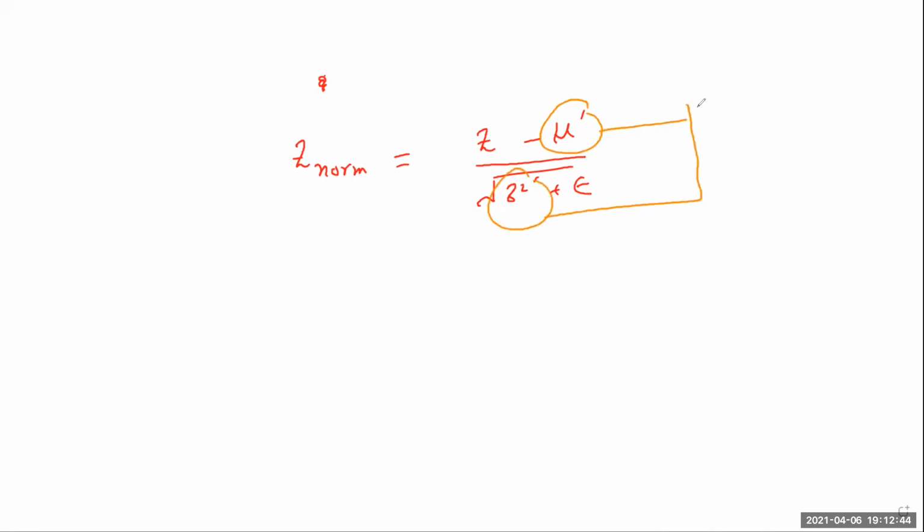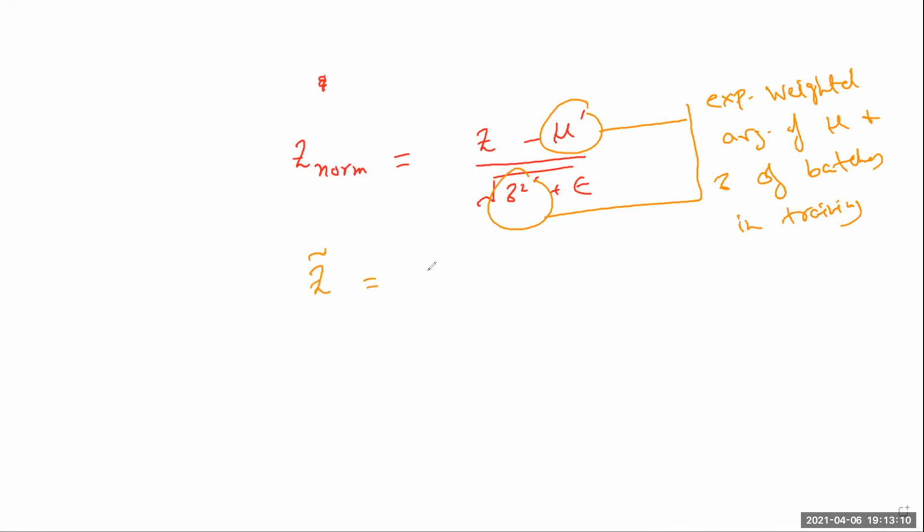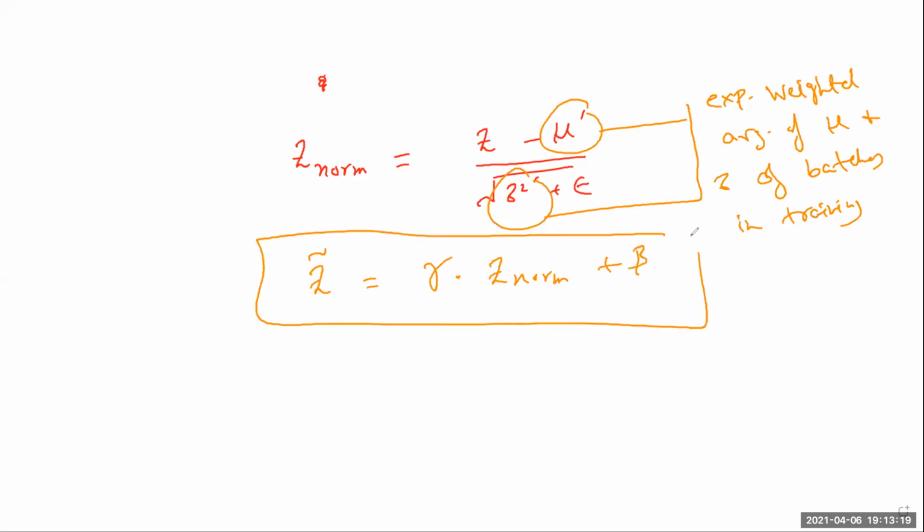So let me just write it explicitly. This is the exponentially weighted average of mu and sigma of batches or mini batches in training. Okay, now you subtract the mean, you divide by this standard deviation, and finally you can compute z tilde as gamma times z norm plus beta, which is exactly the same, right? Because gamma and beta you already know, they have been learned. So this is how it is different at test time when you compare it with the training time.